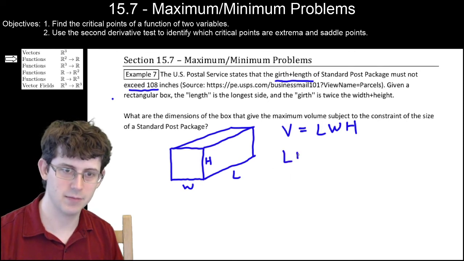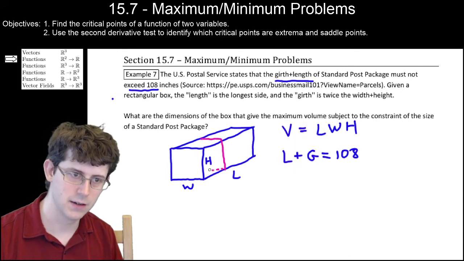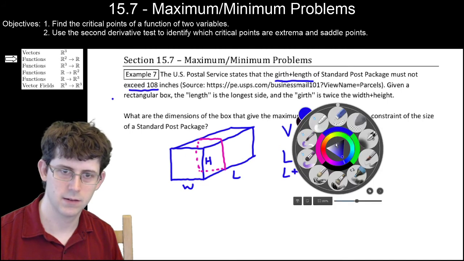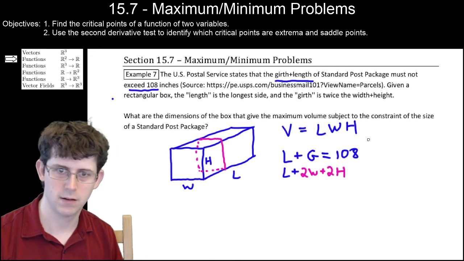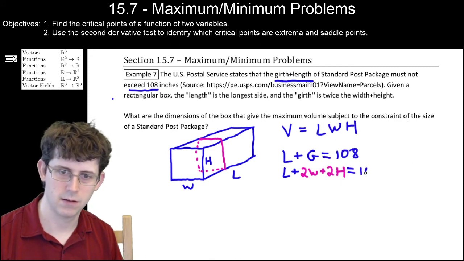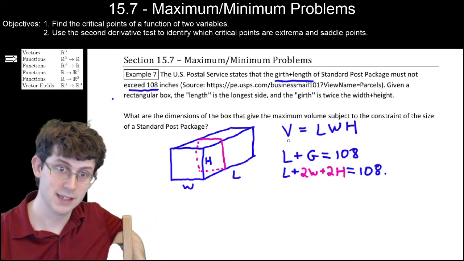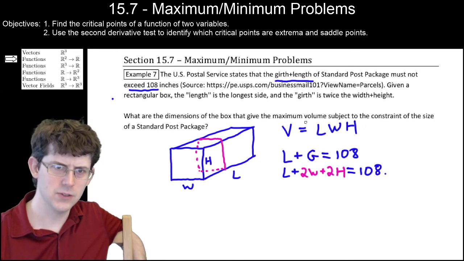So we'll say the length plus the girth is 108, but the girth is how far it is around the package, which is 2 widths plus 2 heights. So I've got my objective function. It's a function of 3 variables. Just like last time, I'll need to get my objective function down to 2 variables so I can use calculus on it. To do that, I need some restriction.